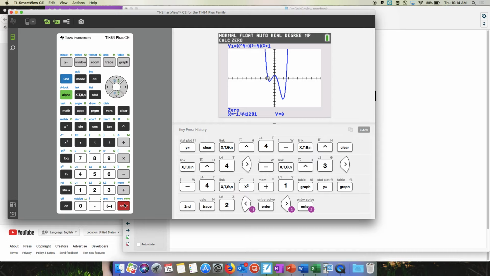Go ahead and try that. As long as when it's asking for the left, it's to the left. When it's asking for the right, it's to the right. That's all that matters. Okay. Are you getting negative 1.44, blah, blah, blah? Wait, how do you go back? So, second calculate.